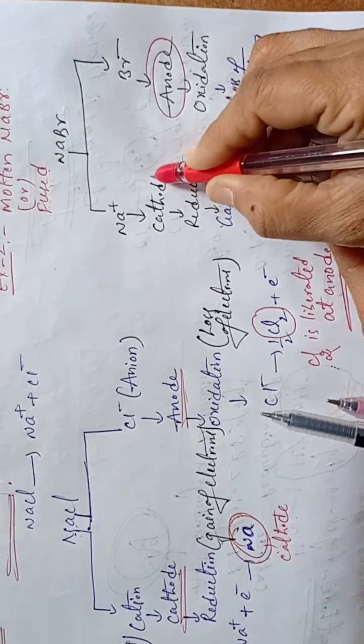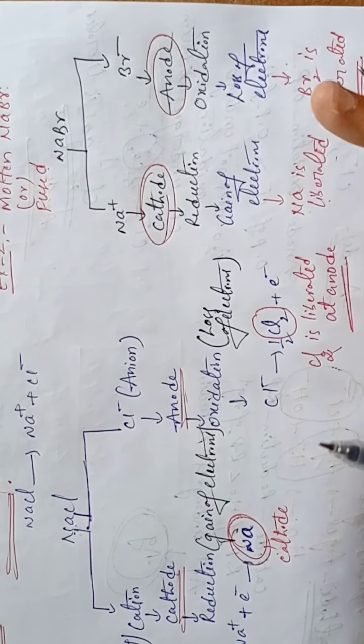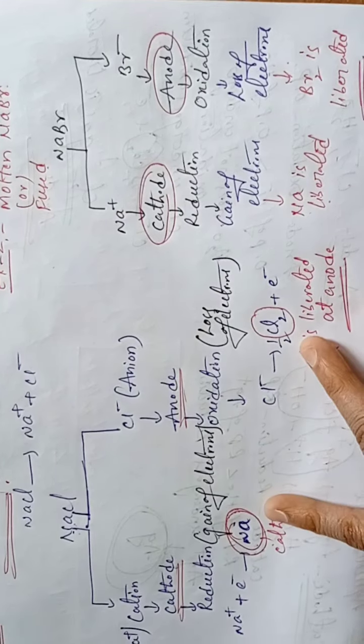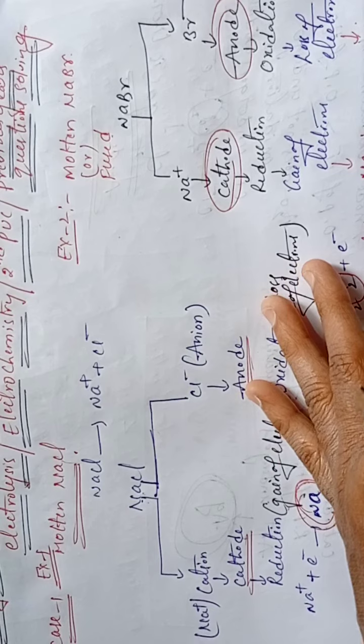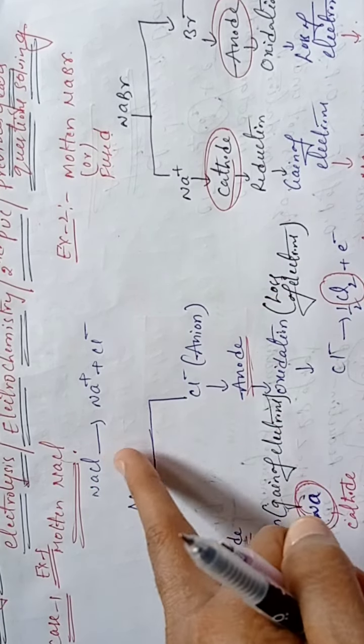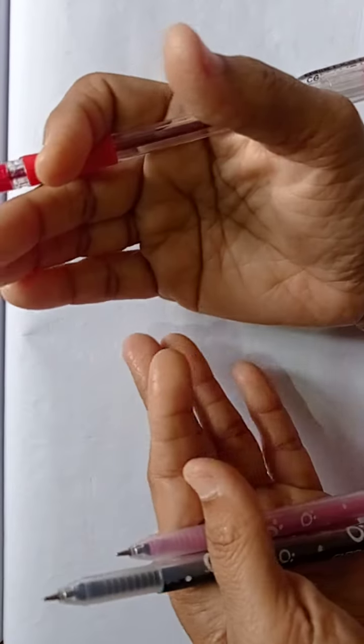Sodium is liberated at the cathode. Are you following? So this is how you find the products in the case of molten electrolytes. Now, in the case of aqueous electrolytes, how do we find the products formed at the electrodes during electrolysis?